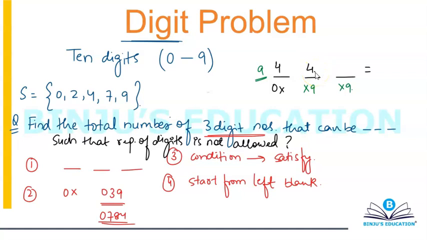Now 2 numbers have already been used, one at the first place, second at the second place, which means you're left with how many numbers? You're left with 3 numbers. So how many three-digit numbers can be formed? That is 4 into 4 into 3. So that is like 48 numbers.